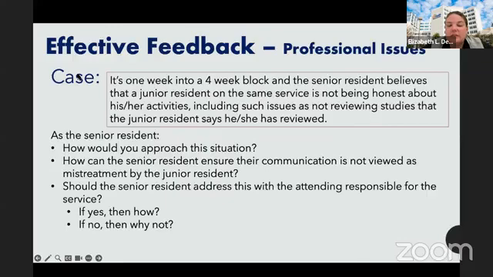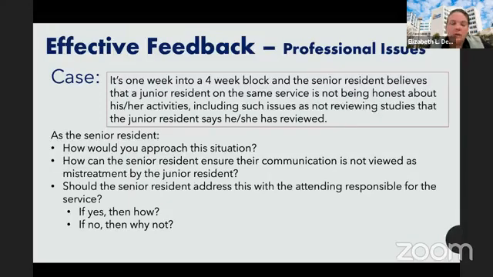And then should this senior resident address this with the attending or the faculty or the consultant responsible for the service? If yes, then how, or no, then why not? Sometimes it's okay not to if you feel like you've had a conversation and it seems like the junior is aware of the need for change. And at that point, you can give it a little bit longer to see how things are progressing.